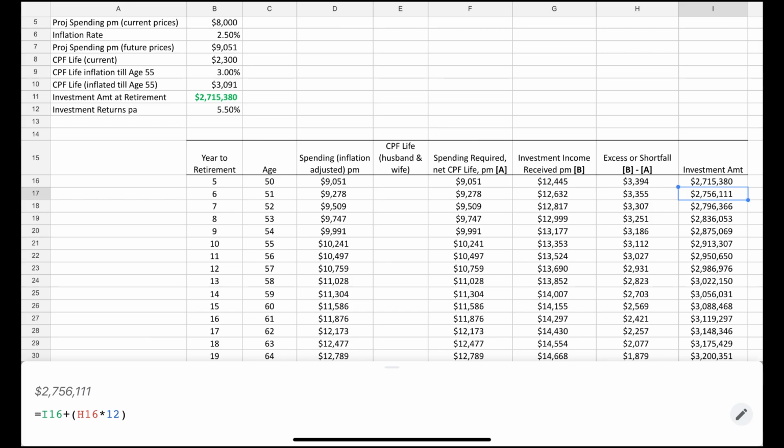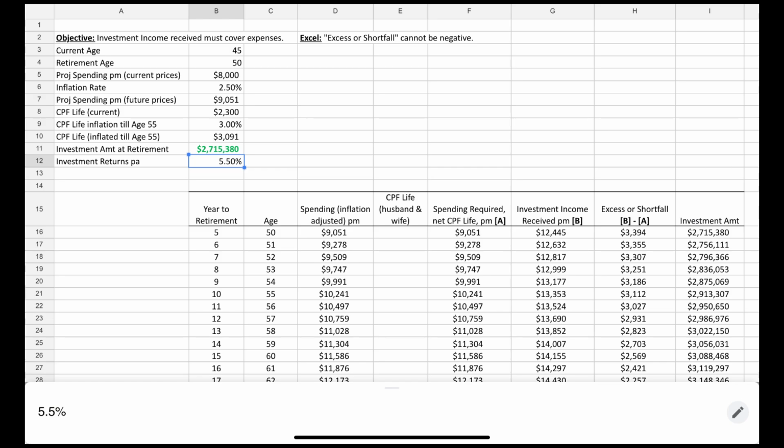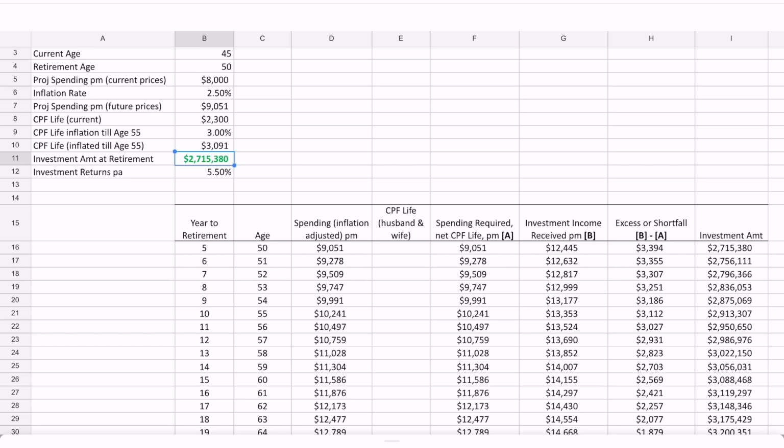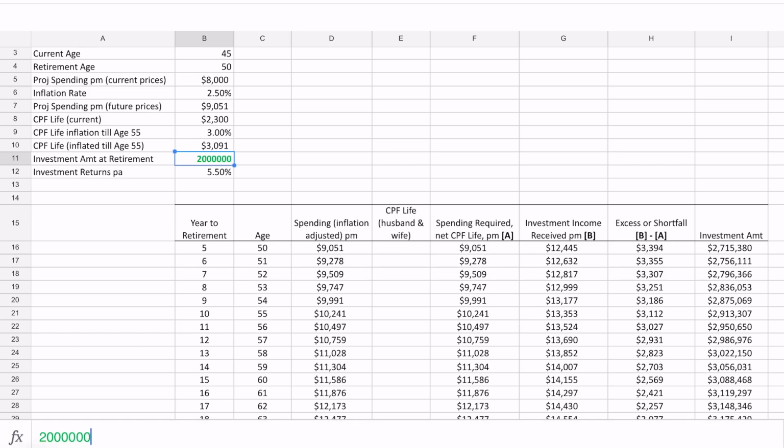In this spreadsheet, our strategy aims to fund expenses solely through investment returns, targeting a 5.5% dividend yield. This approach avoids liquidating investments, preserving capital. To find the necessary investment amount to accumulate at retirement, we adjust the investment amount in B11 until all years in column H post a positive balance. Let's try.